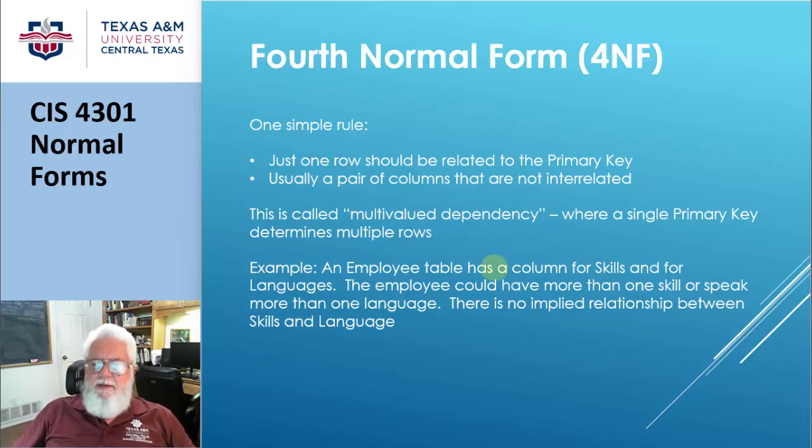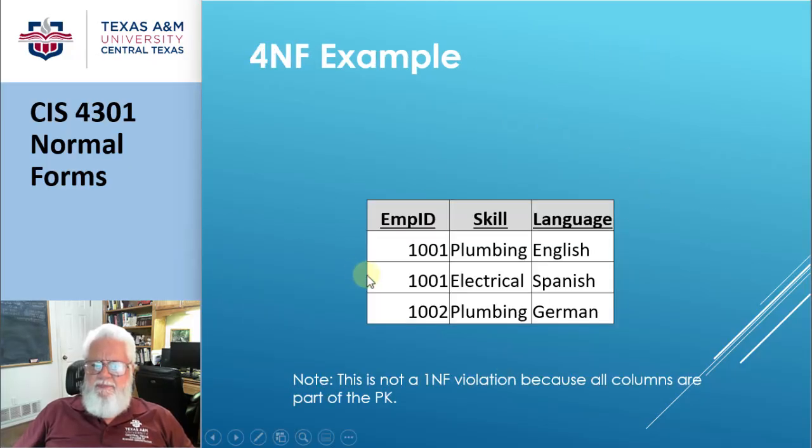And so an example is an employee table that has skills and languages. Employee could have more than one skill and more than one language, but there's no implied relationship between the two. Let me explain what this means. Okay, so here we go. I have an employee ID, a skill, and a language. So employee number 1001 speaks English and he's a plumber. He also speaks Spanish and he's an electrician.